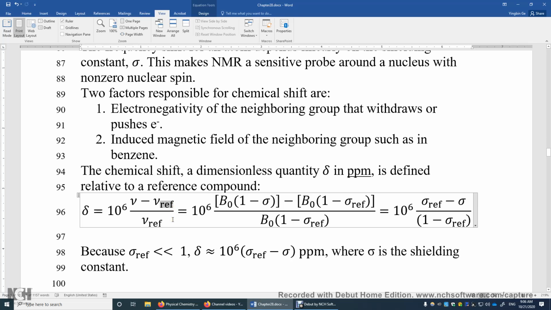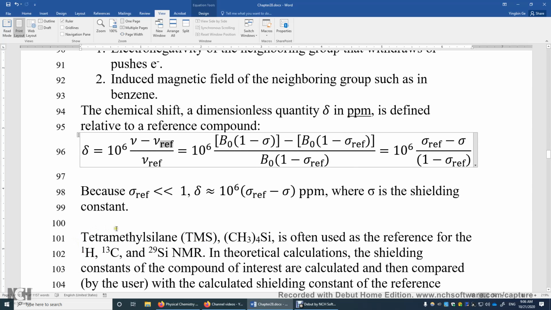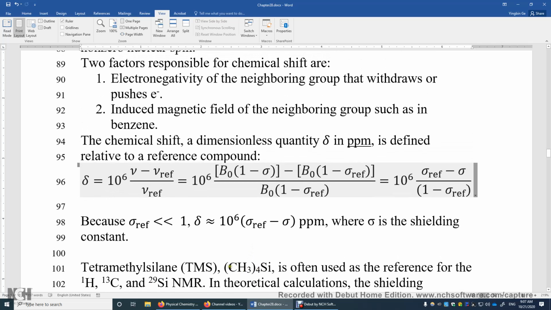Typically, we use TMS as the reference. What is TMS? TMS is tetramethylsilane. This is silicon bonded to 4 methyl groups. This is usually used as the reference for hydrogen, carbon, and silicon NMR. Silicon-29 has a non-zero nuclear angular momentum, so we can actually do silicon-29 NMR, and in that case we also use TMS as the reference. I think the main reason is that this is really, really stable, and it does not interfere with the peaks of your organic molecules. All right.